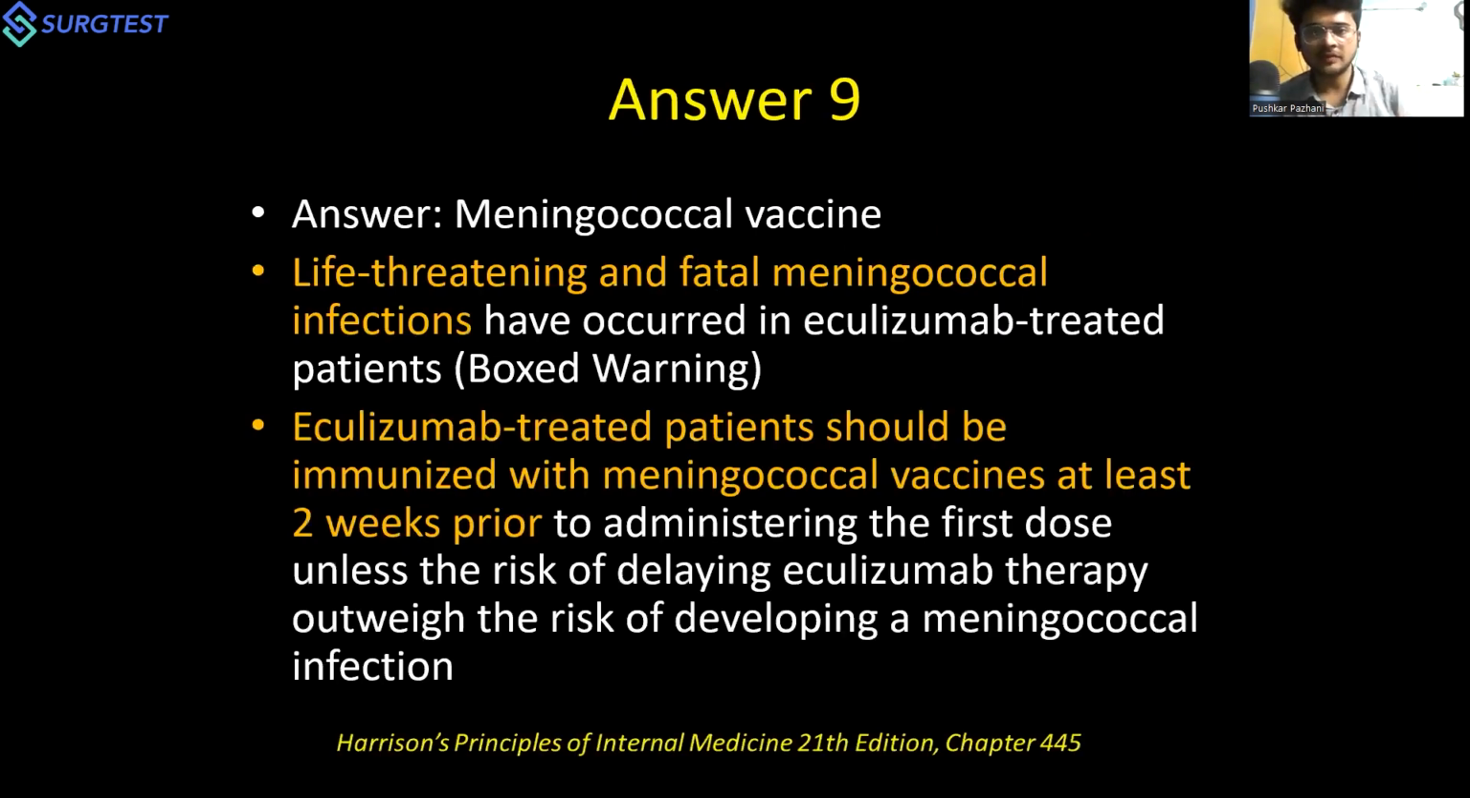Don't forget, eculizumab, meningococcal sepsis. Meningococcal sepsis in patients who are eculizumab treated is usually life-threatening and fatal. Patients should receive the meningococcal vaccines at least 2 weeks prior to administering the first dose. And remember, vaccinating the patient for meningococcal infection does not fully protect the patient. The patient is still at high risk for developing meningococcal sepsis.